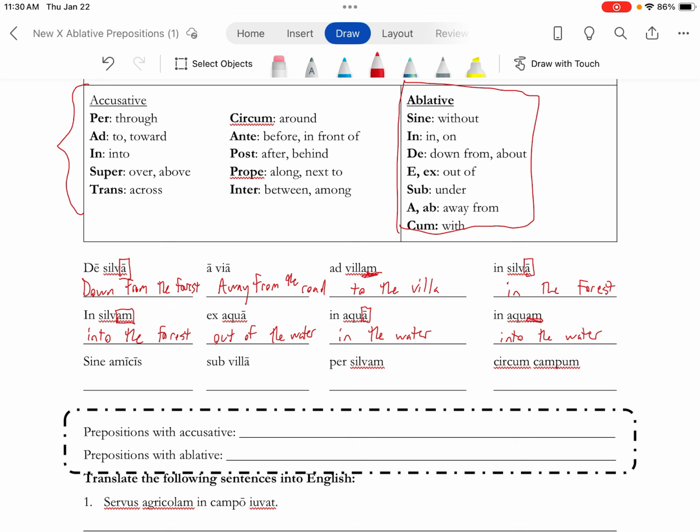Sine amīcīs, sine, without, and amīcīs is friends. Sub villā, sub is under the villa. Per silvam, through the forest. Circum, around. Campum, the field.